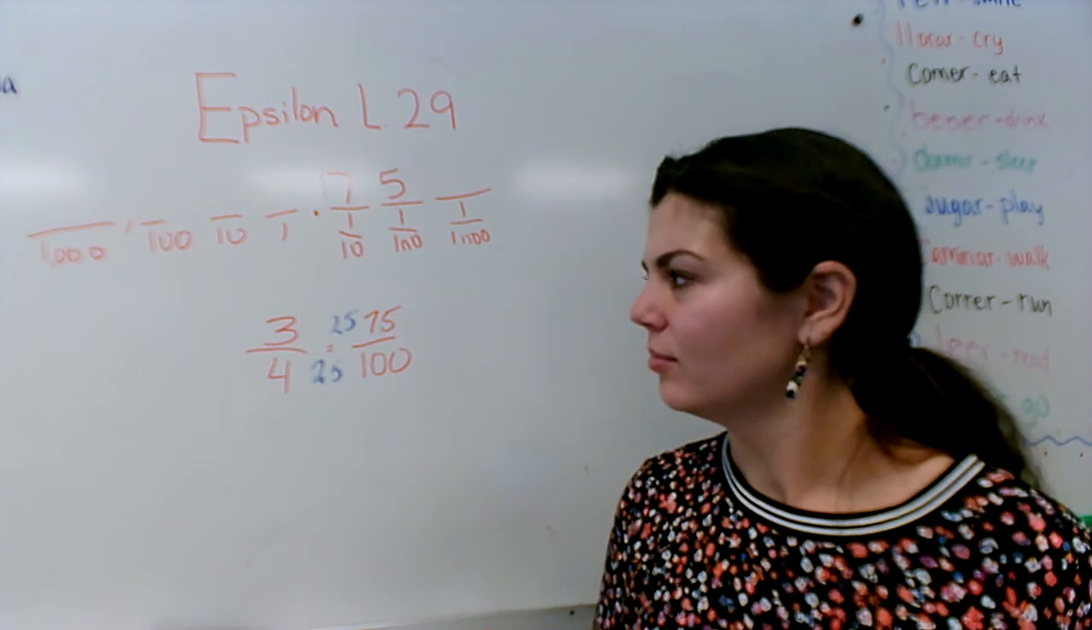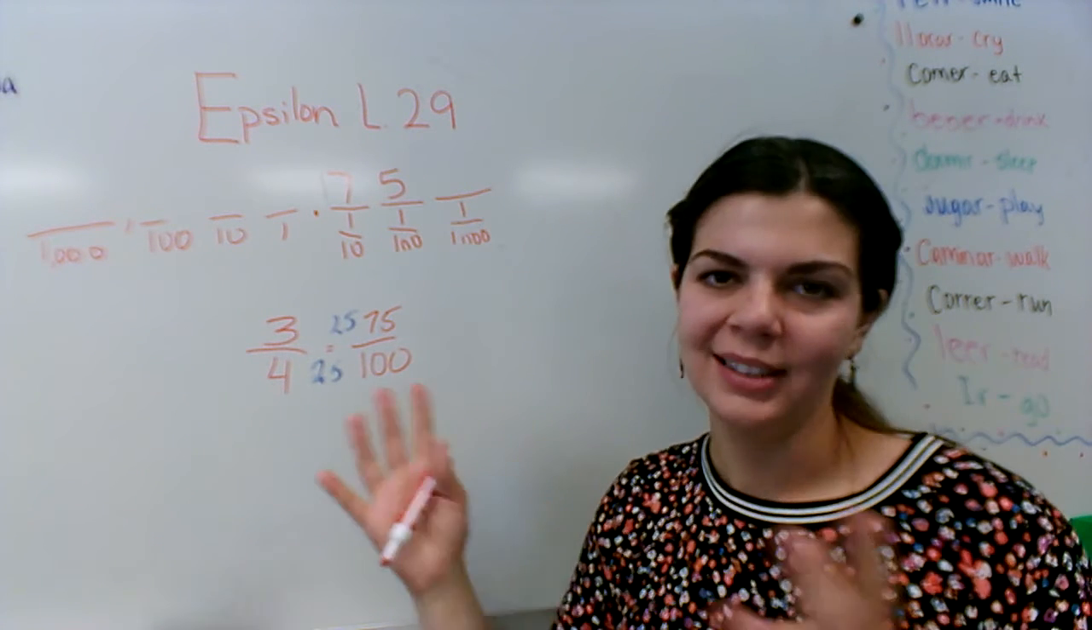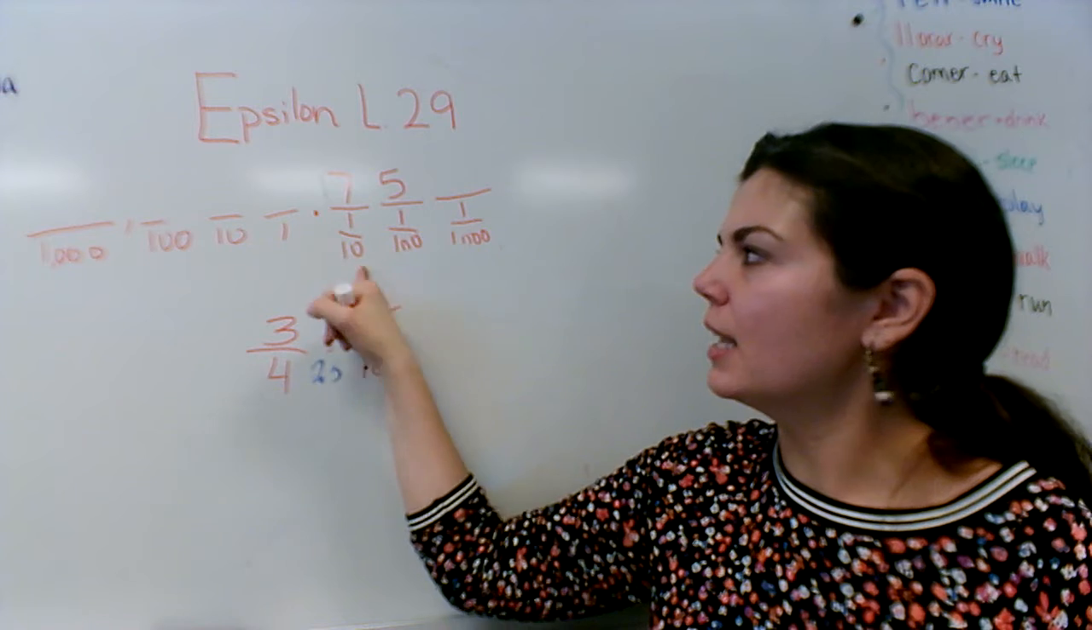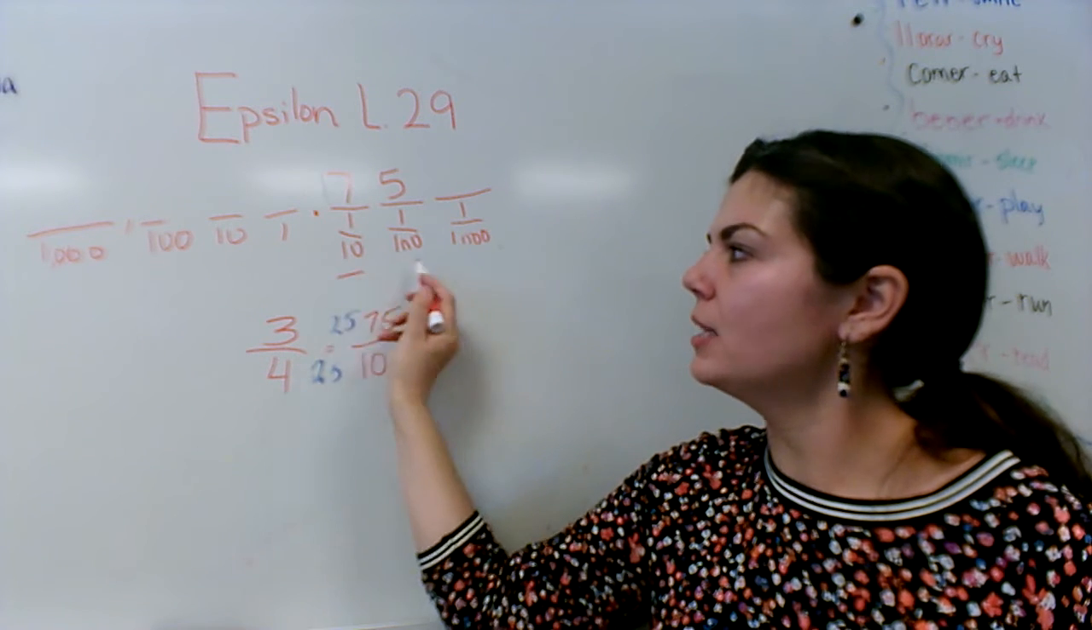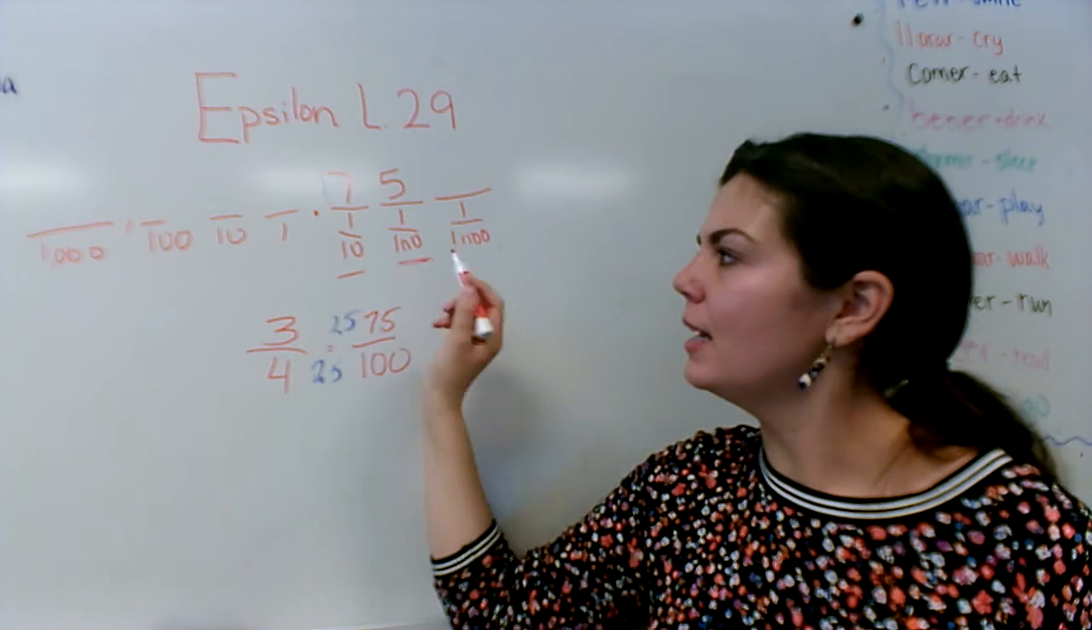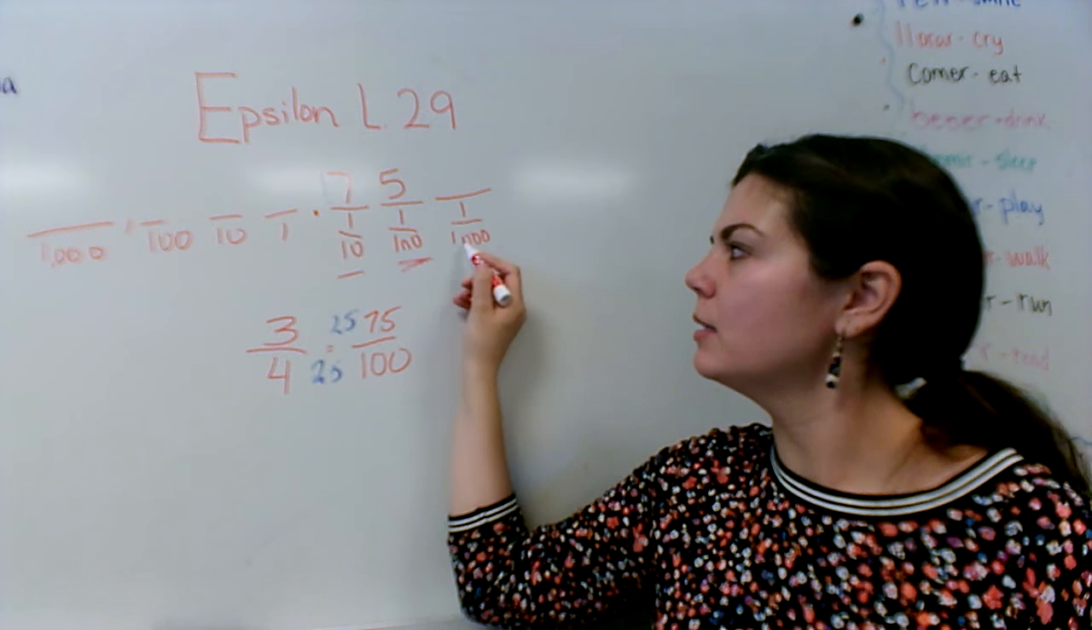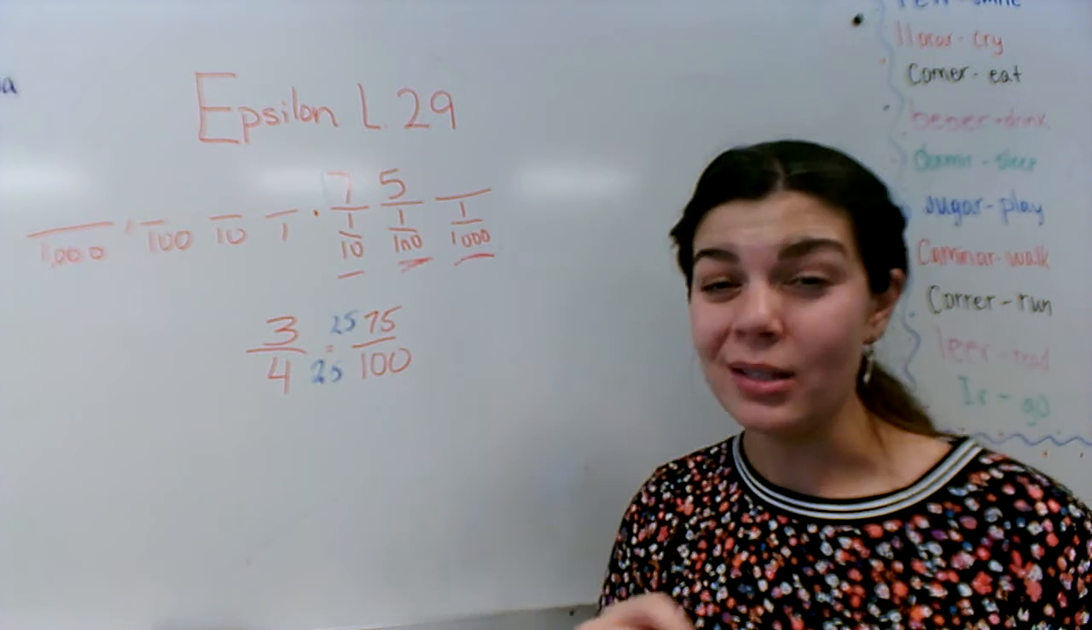You can't do like 160. That wouldn't work. It has to be 10, 100, or 1,000 because they have to fit in our place values. It needs to be out of 10, it needs to be out of 100, or it needs to be out of 1,000.